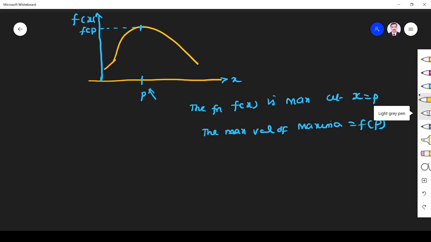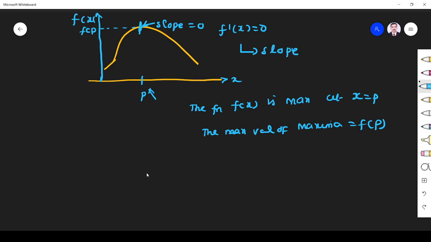At this point the slope is 0 because there is no change. Slope is equal to 0, that is, f dash of x is equal to 0, because at this point there is no change. What is differentiation? Differentiation of no change, that is, differentiation of a constant, is 0. Differentiation gives slope. So at point P, f dash of x is equal to 0. f dash of x is nothing but the differentiation of f of x.